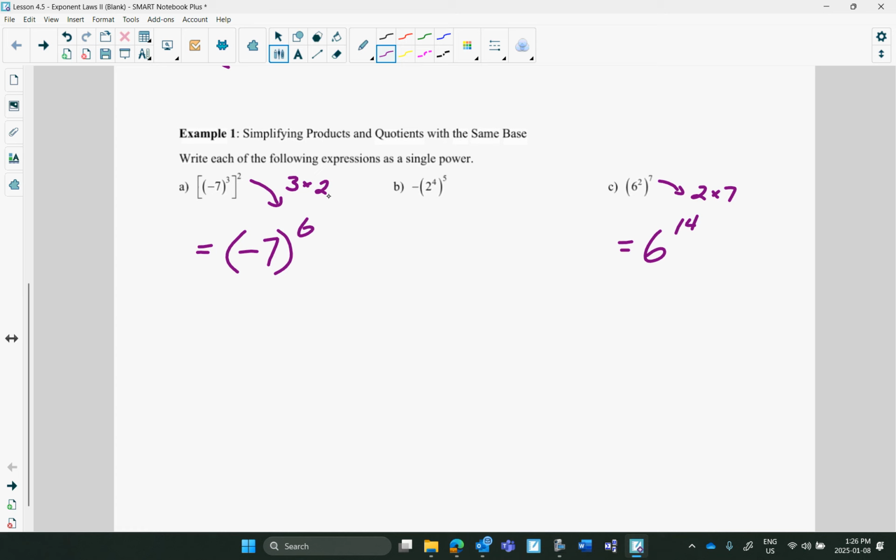Now this one, notice the negative is outside. So my answer is going to start with a negative because it has nothing to do with what's going on here. So it just stays there. But what do I do with the exponents here? Multiply. So the base stays as 2. 4 times 5 is 20. Would you put the 2 in the bracket? Oh, you could have it. It wouldn't matter. If you had this or this, both are correct. Yes.